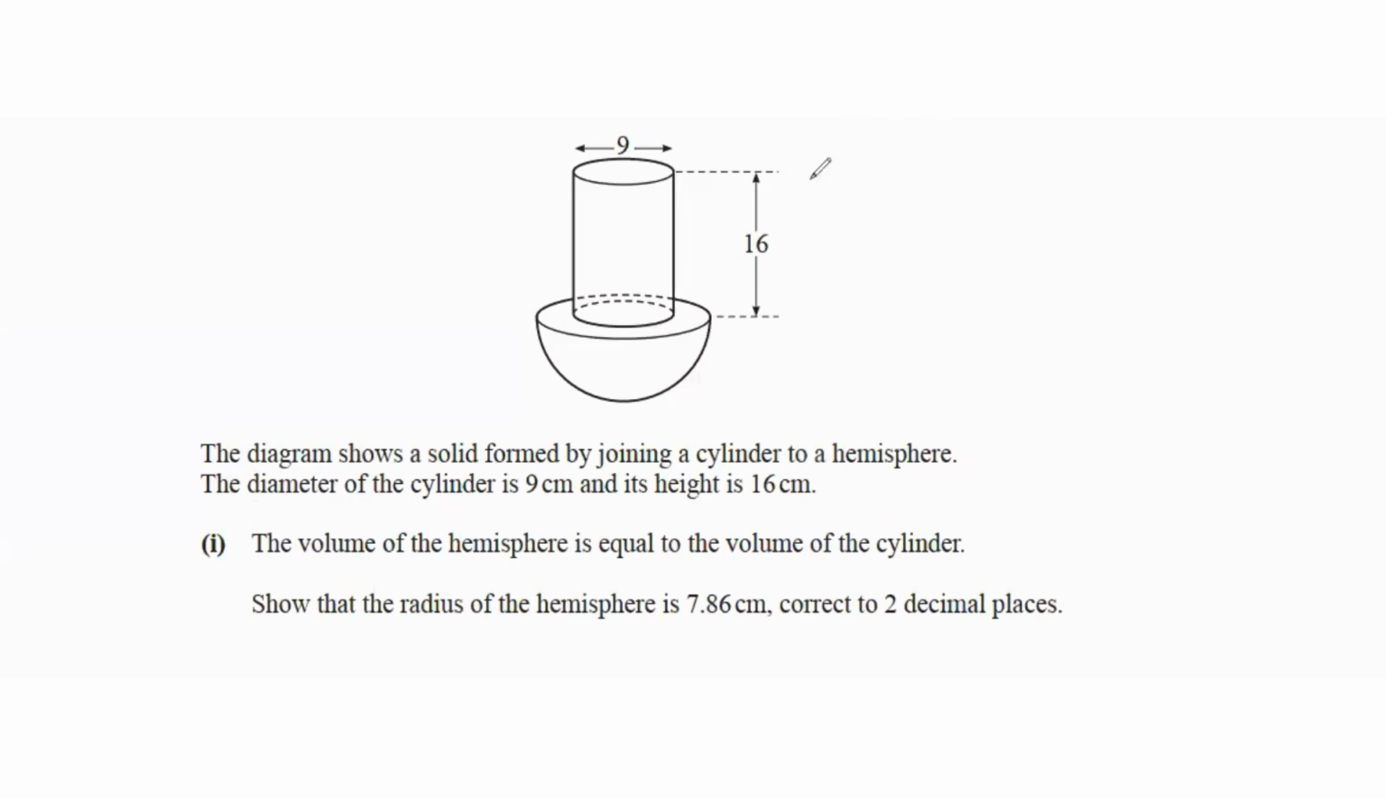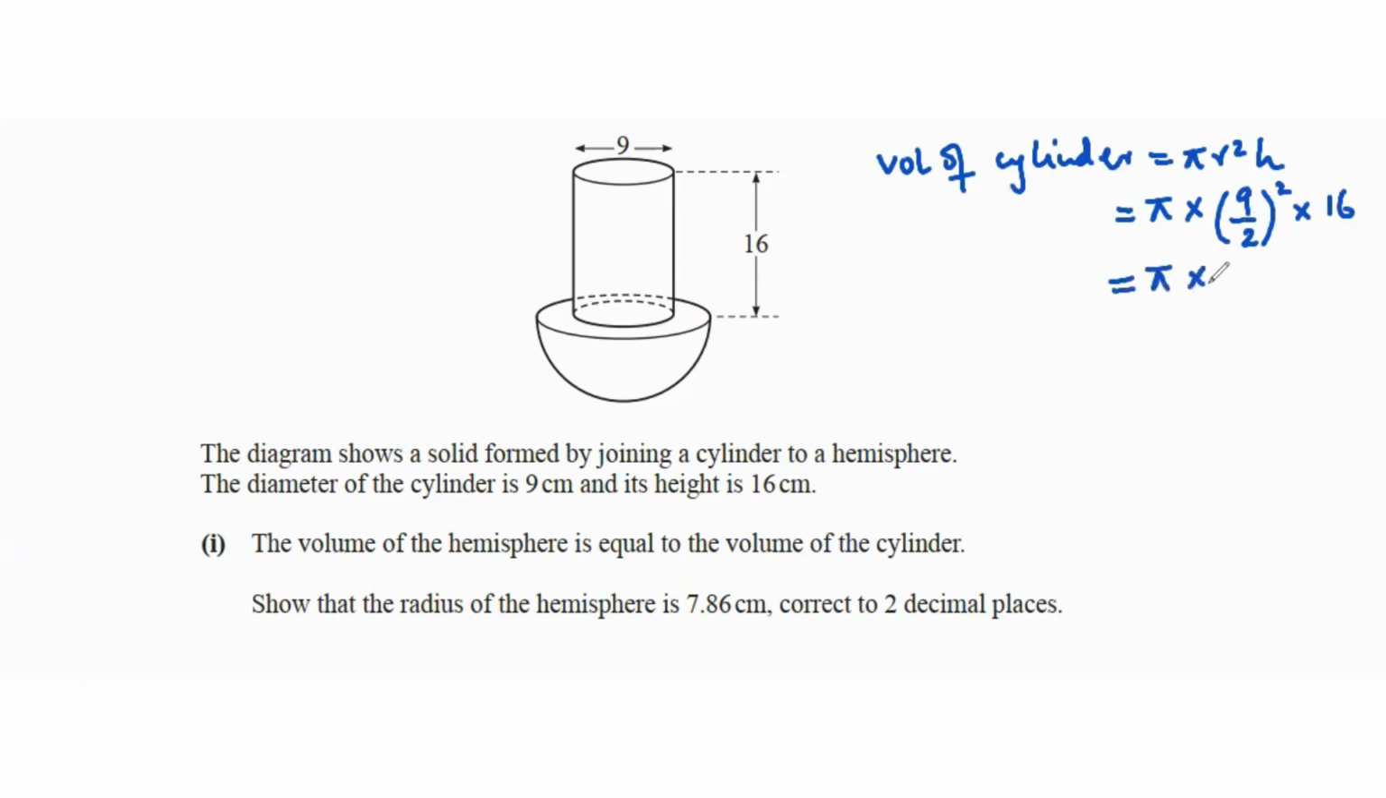So what we'll start with is using the volume of the sphere is the volume of the cylinder, which is pi r squared h. Pi times 9/2, since 9 is the diameter, so the radius is going to be half of it, times 16, which is pi times 81/4 times 16. That's pi times 81 times 4, and that is going to equal 324 pi. I'm going to keep it in terms of pi right now.